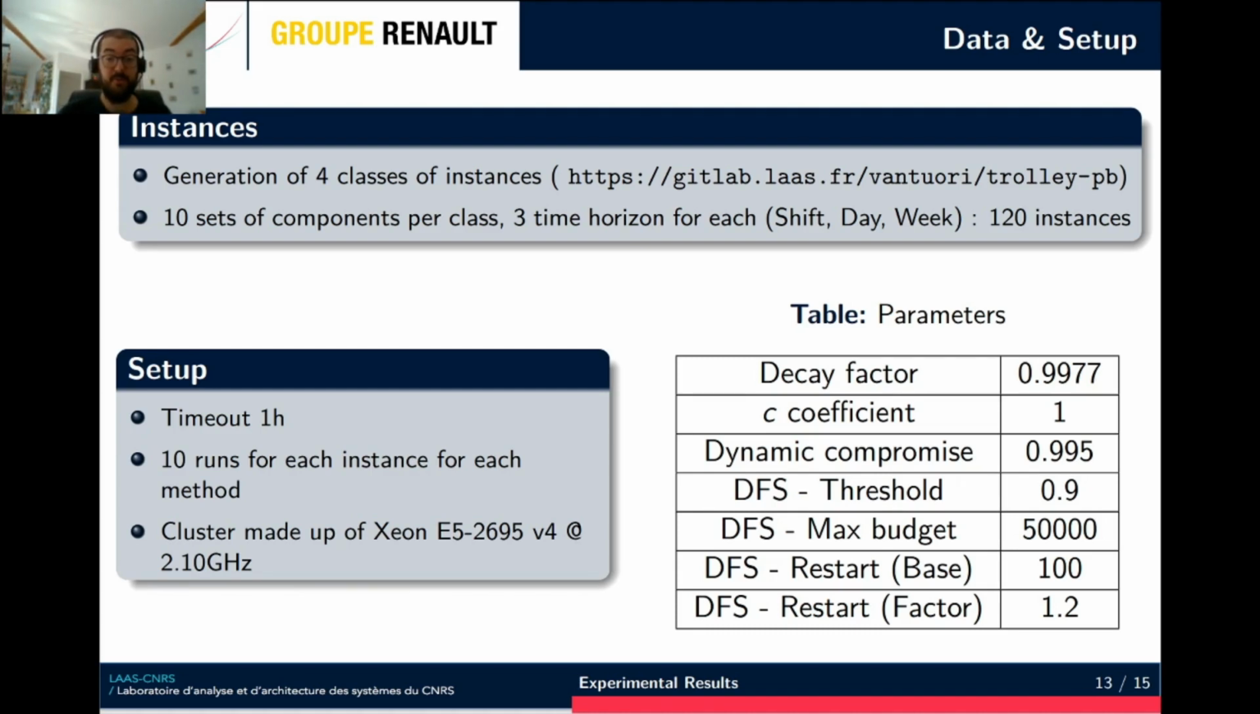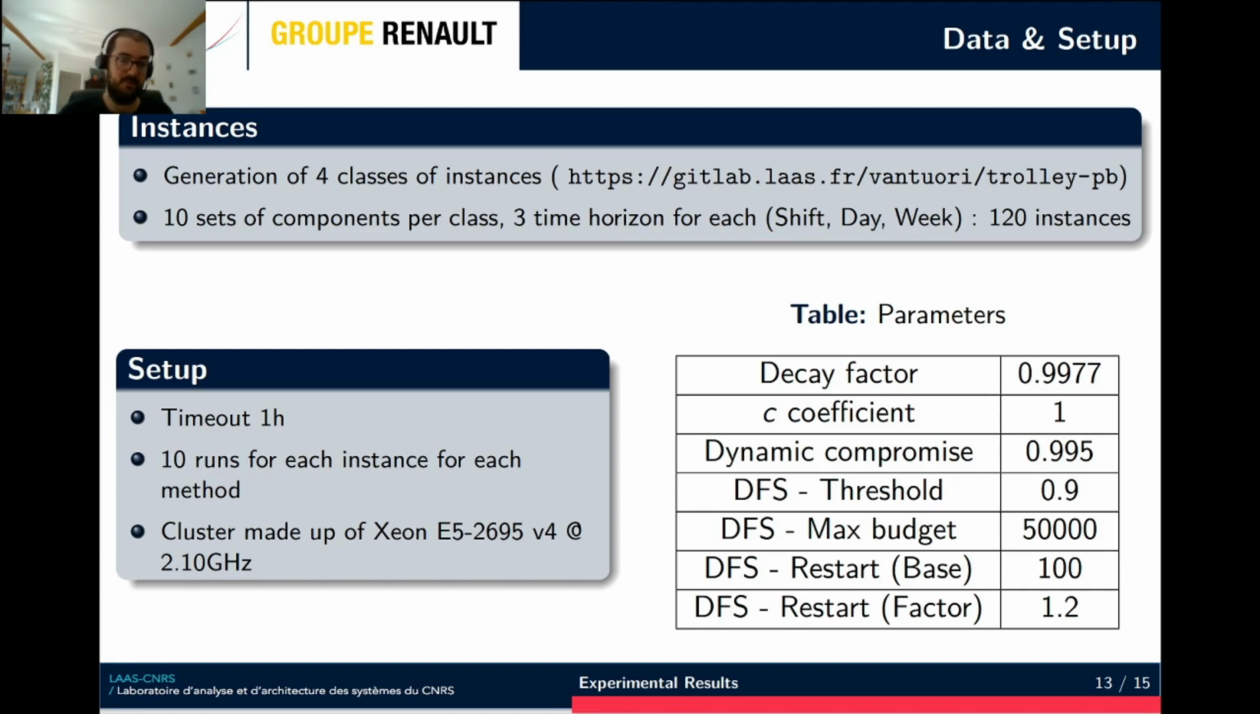So we generated 4 classes of instances which are available online, and in each class there are 10 sets of components, and each one is declined in 3 time horizons: the shift of an operator of 7 hours and something, a day made up of 3 shifts, and a week of 6 days. Then there are in total 120 instances. The easiest has about 600 operations, and the hardest about 14,000.